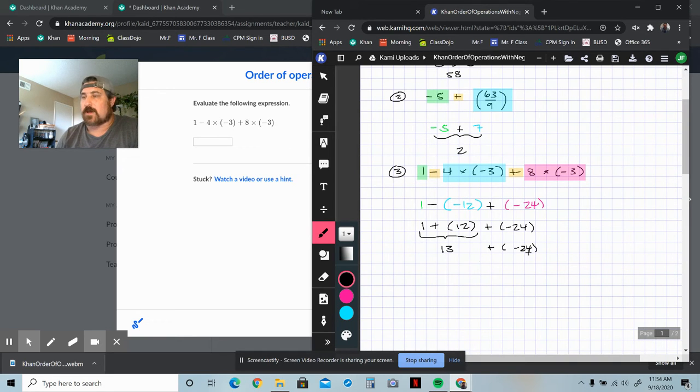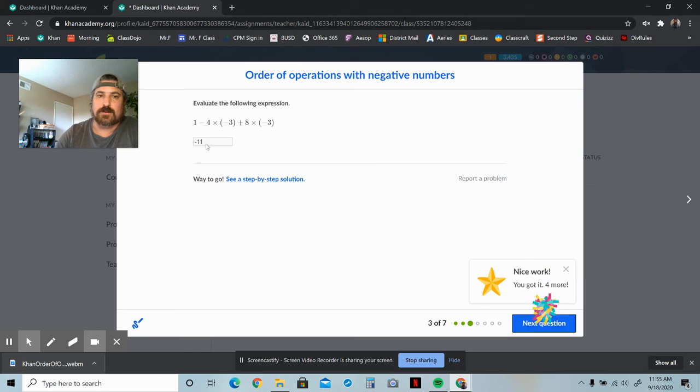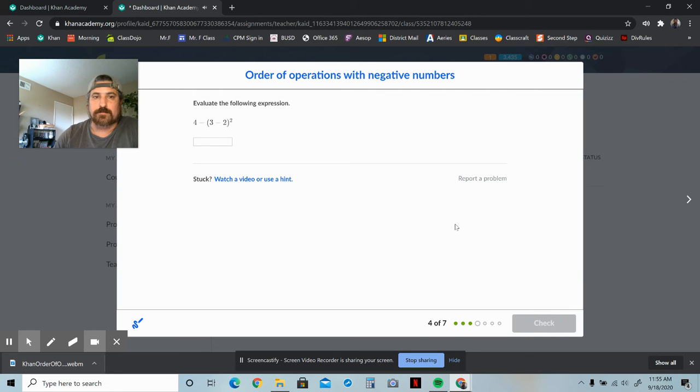Who's going to win? Positive or negative? The negative. By how much? What's 24 take away 13? Well, 24 take away 13 is 11. So the answer is going to be negative 11. And that's it. And so your answer here should be negative 11. And you can go to the next problem.